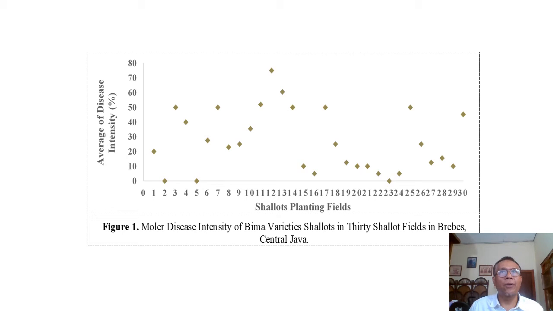Nine of 30 fields have 50% or more disease intensity, showing as conducive soil, while 6 of 30 fields have 5% or less disease intensity, showing as suppressive soil.